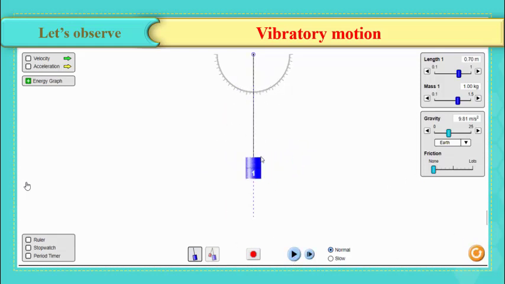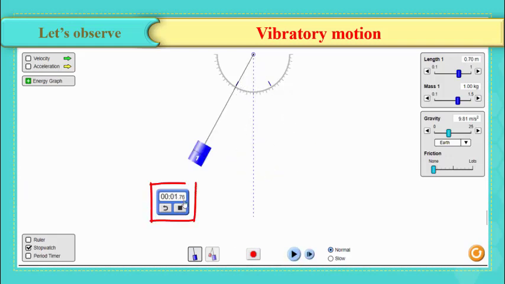Now, repeat the same steps, but this time we need to record the time taken by one complete oscillation. We will use a stopwatch. The time of the first oscillation is 1.76 seconds. Continue to measure the time of the second oscillation. We obtain 1.72 seconds, which is very close, and this difference is due to experimental error. The time of the third oscillation is 1.66 seconds, which is also close to the previous values.